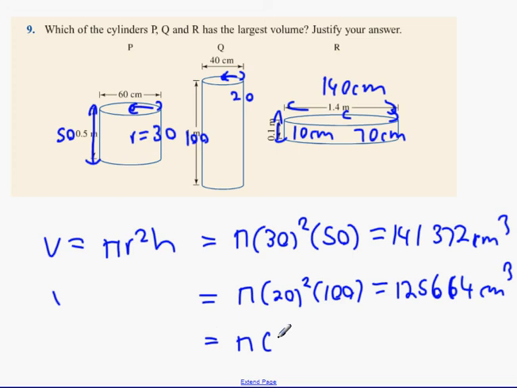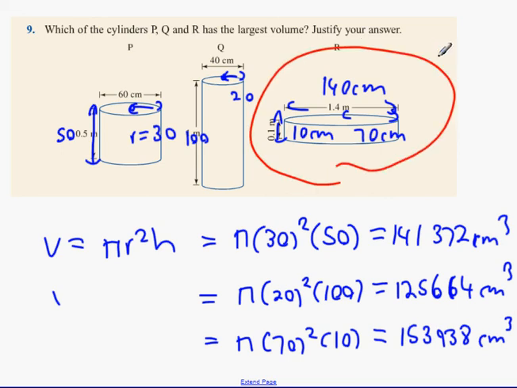Radius squared, anybody? 70 squared. And then multiply by 10. What do you get for this one? 49,000 pi. Change it. 153,938.04. So which one's the biggest one? So, would it stay 38? Because it's 0.04. Yeah, so it'll stay 38. Which one's the biggest? The last one.